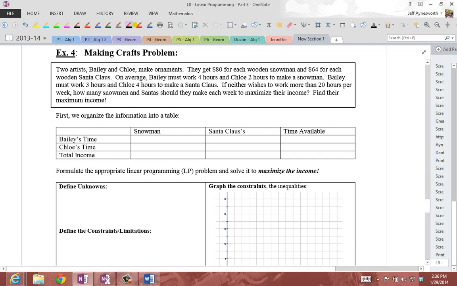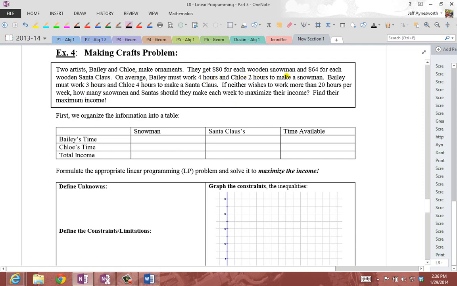This is Mr. Ainsworth, and we're going to get into our fourth example here in linear programming, taking a look at how to handle a making crafts problem, basically a manufacturing problem. So let's check it out and let's read it together, translate it into a table here, and solve the problem together here. We got two artists. Their names are Bailey and Chloe, and they want to make some ornaments.